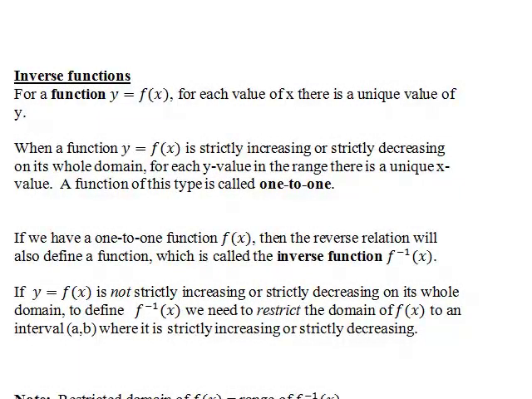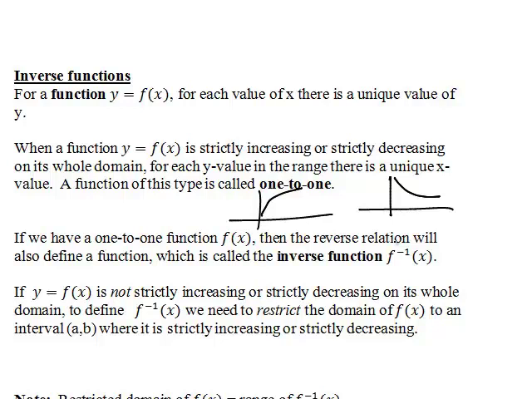In this recording, we look at a second example of inverse functions. For a function y equals f of x, in order for it to be a function, for each value of x, there must just be one unique value of y. And when a function y equals f of x is strictly increasing, like this for instance, or strictly decreasing, let's say like that, on its whole domain, then for each y value in the range, there is also a unique x value. A function of this type is called one-to-one.